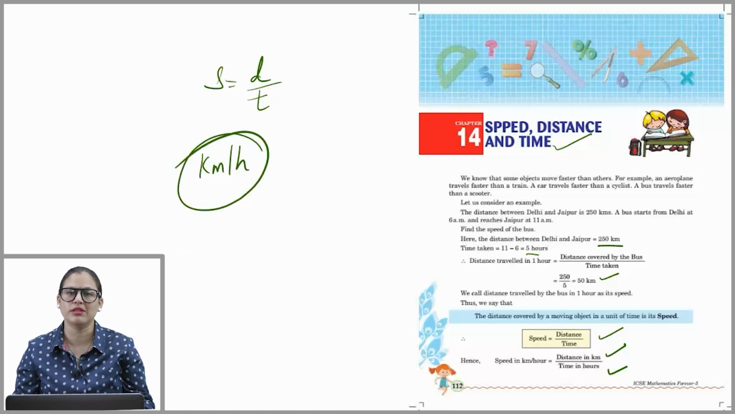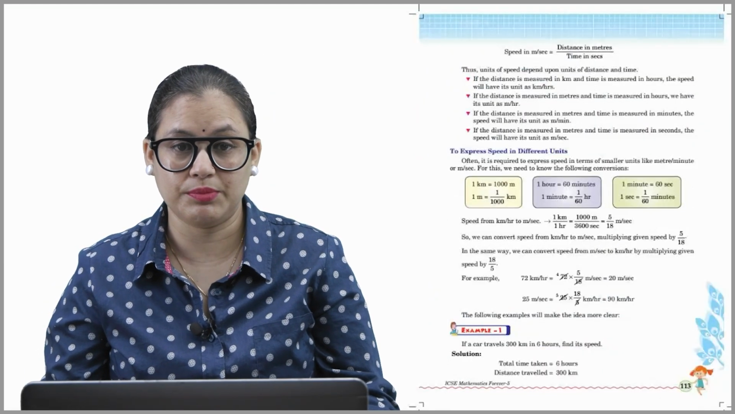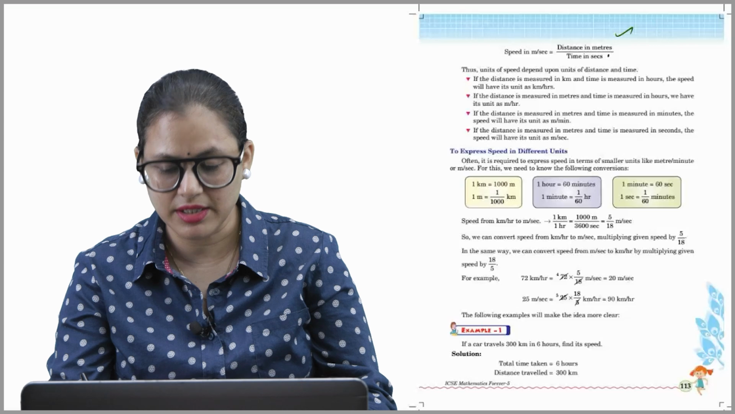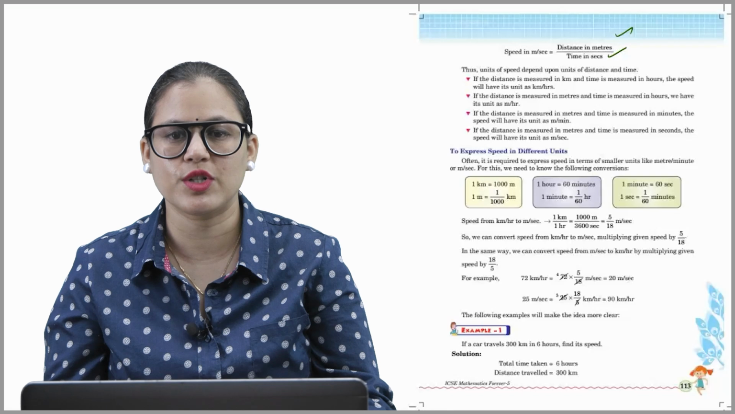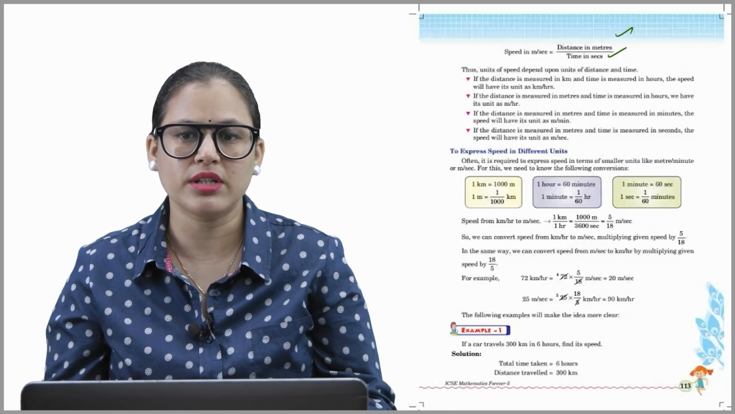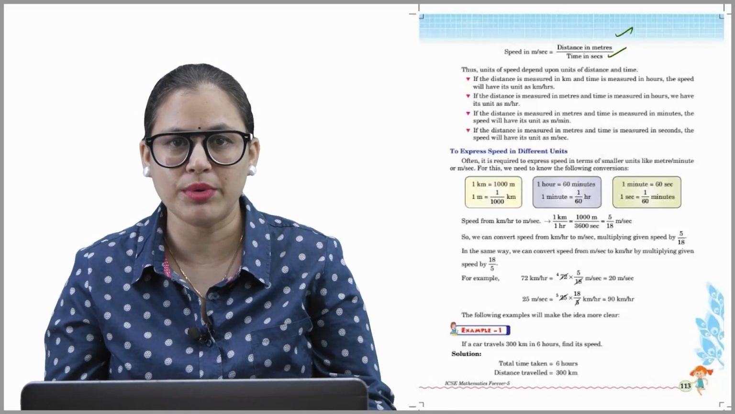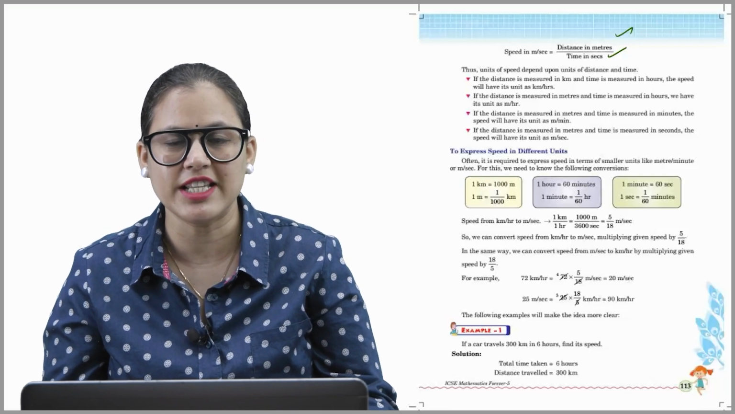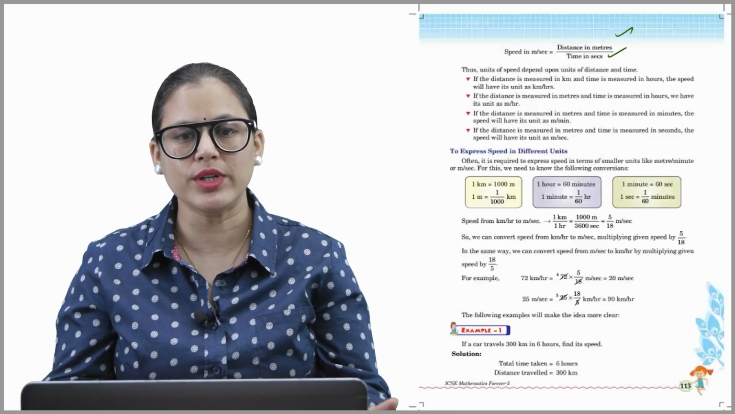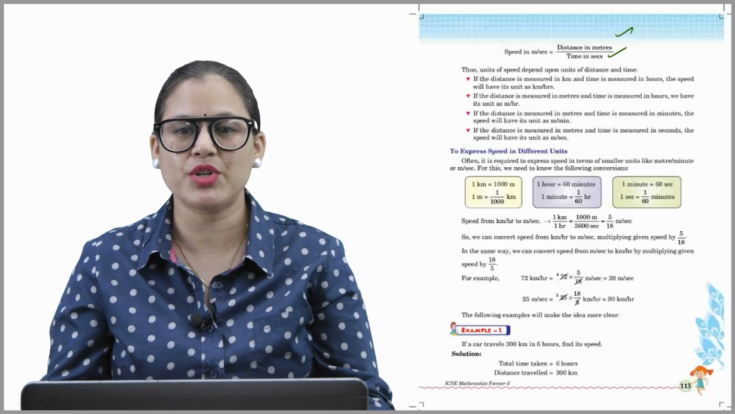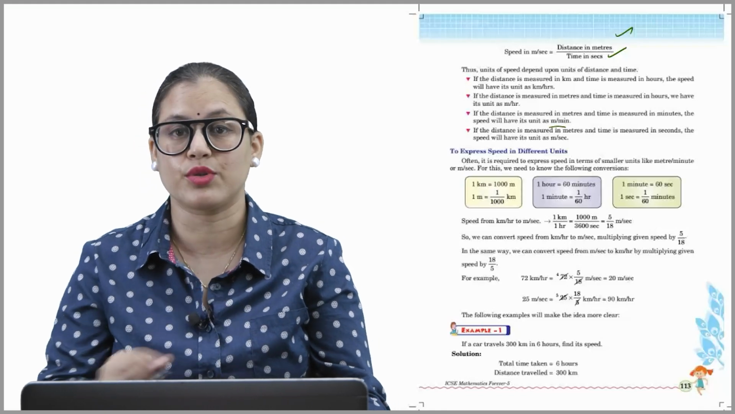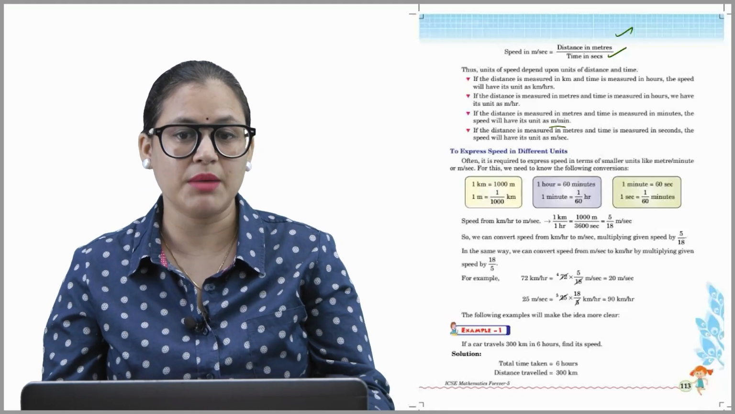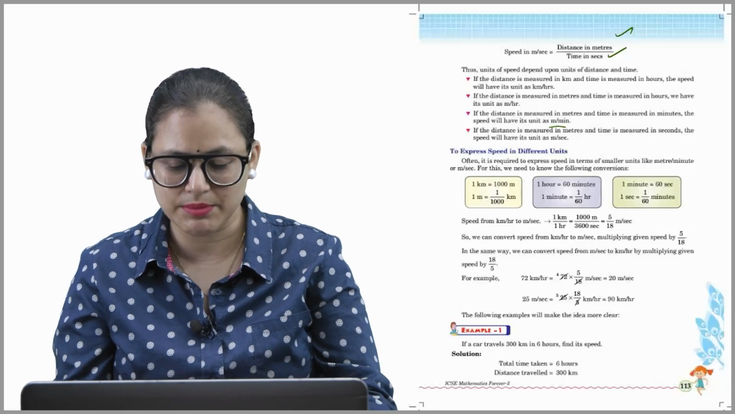Whenever we are finding a speed in kilometer per hour, and speed in meters per second when distance is in meters and time in seconds. These units of speed depend upon the units of distance and time. If the distance is measured in kilometer and time is measured in hours, the speed will have its unit as kilometer per hour. If the distance is measured in meters and time is measured in hours, we have its unit as meter per hour. If the distance is measured in meters and time is measured in minutes, the speed will have its unit as meter per minute. Remember that, student. If the distance is measured in meters and time is measured in seconds, the speed will have its unit as meter per second.